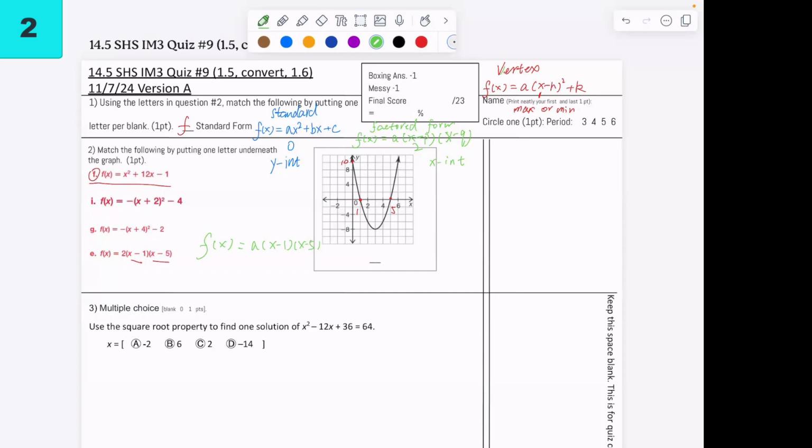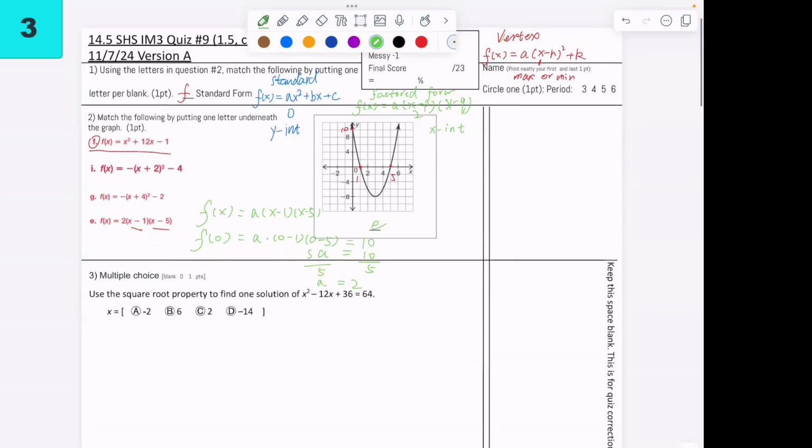Then we can get f of 0, which is a times 0 minus 1 times 0 minus 5, and that's 5, right? So it's 5a is equal to 10. We can solve for this, okay? 5a is equal to 10, so divide by 5 on both sides. We get a is equal to 2. So that's why we know E is the correct answer here, okay? E is the correct answer here.